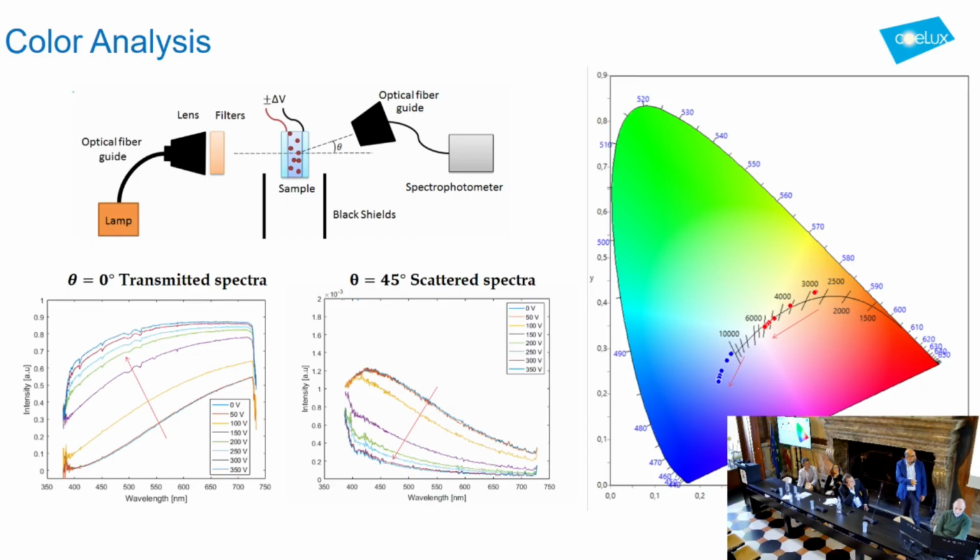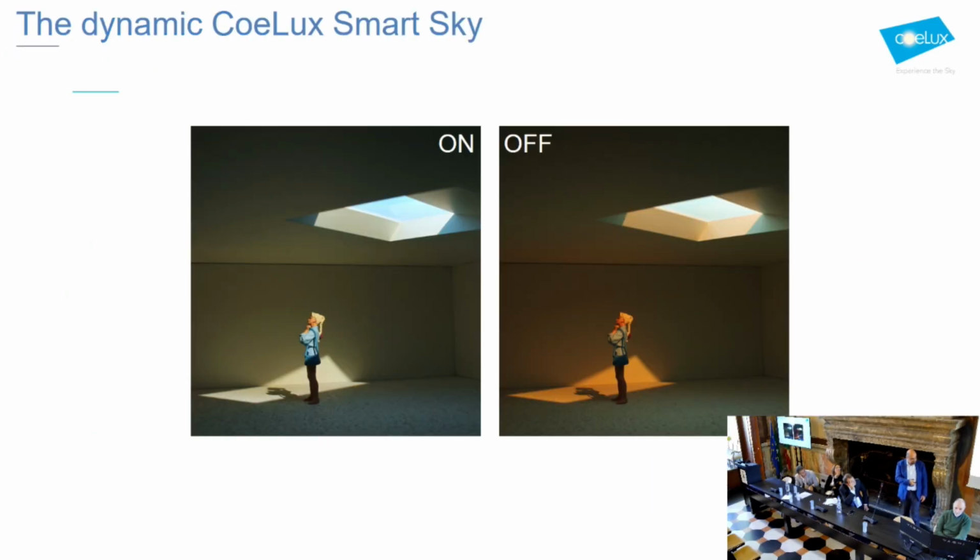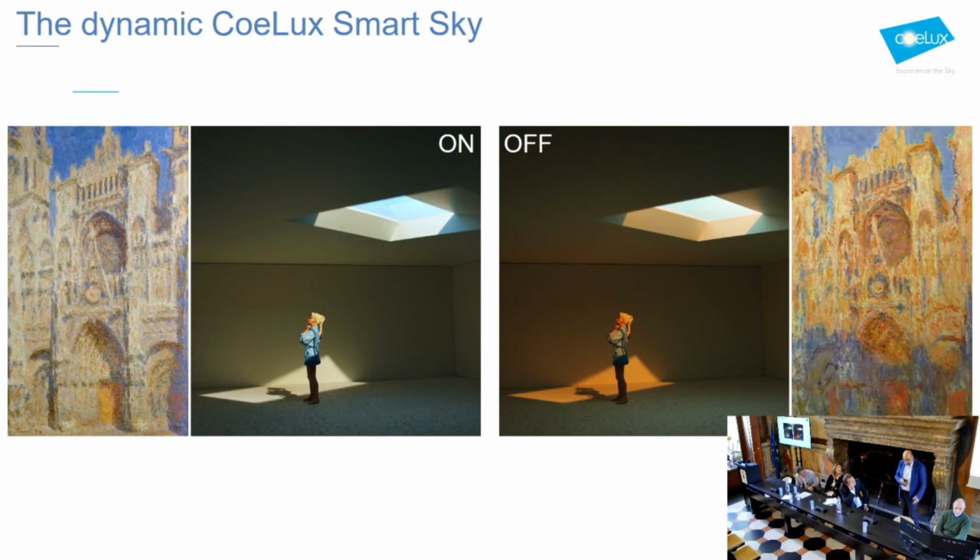So by tuning the voltage, we can tune the transmitter and the scattering light so as to mimic what happens in nature during the course of the day. So here is a high voltage. We are talking a few volts. So the light of the sun and the sky can be faithfully reproduced.